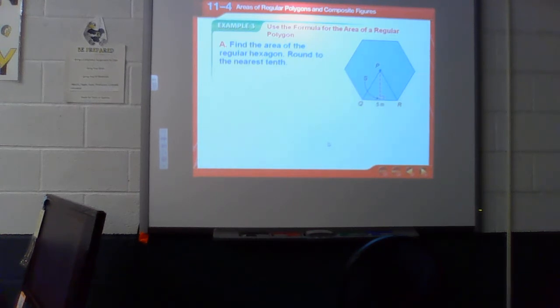We don't have the apothem, right? So now, no matter what you're going to use as your formula, if I'm going to use the new formula 1/2 p times a, or if I'm going to use the old formula of finding the area of the triangle and then multiplying by the number of triangles, you still have to do the process of trying to find that apothem. So how the heck do I do it?